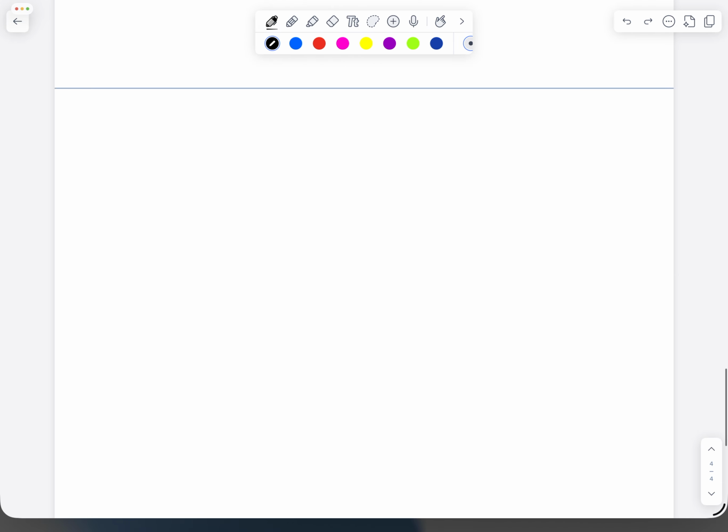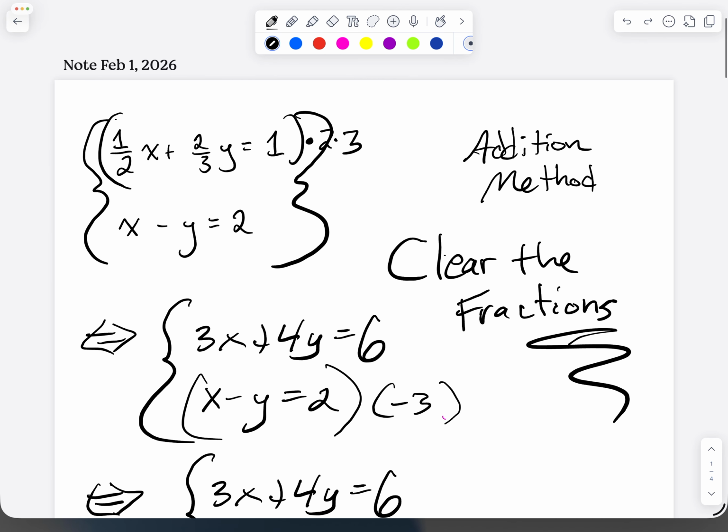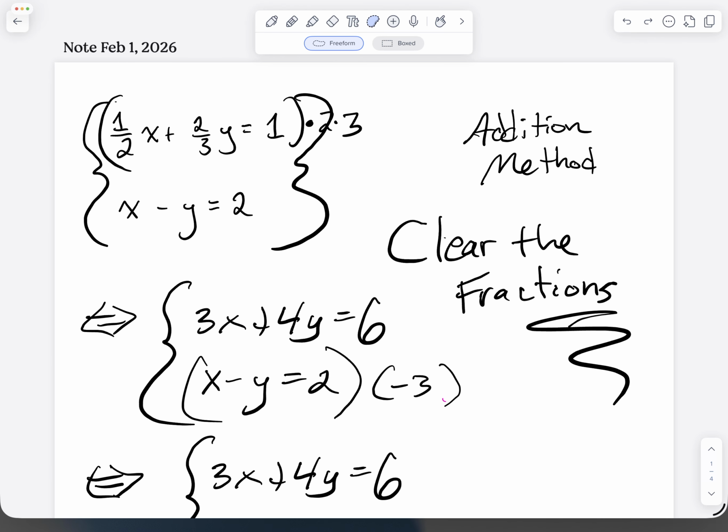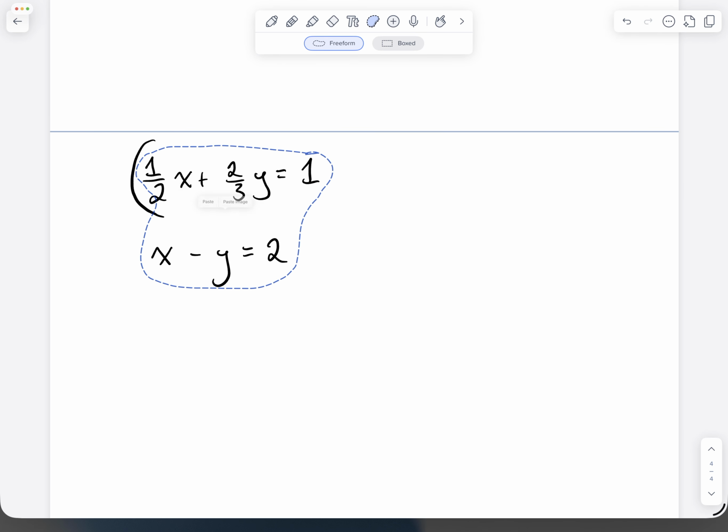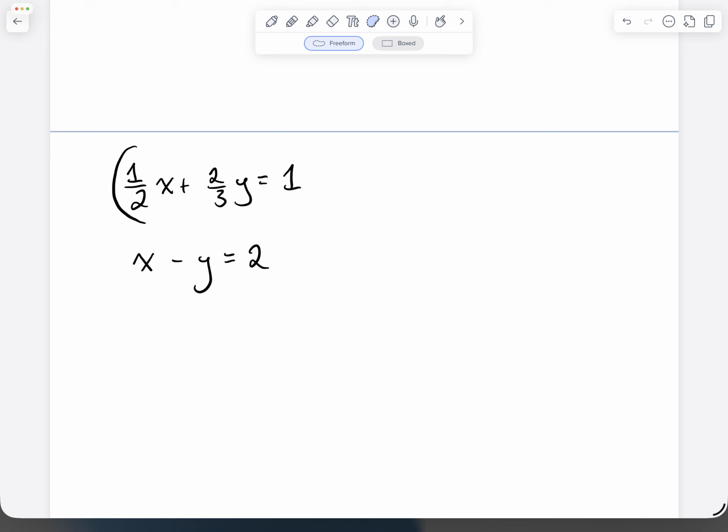All right, now let's do the same problem again with the substitution method. Here we go. Here is the question at hand. Where do these lines cross? Okay.